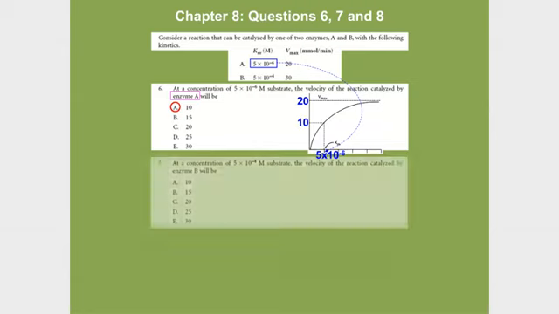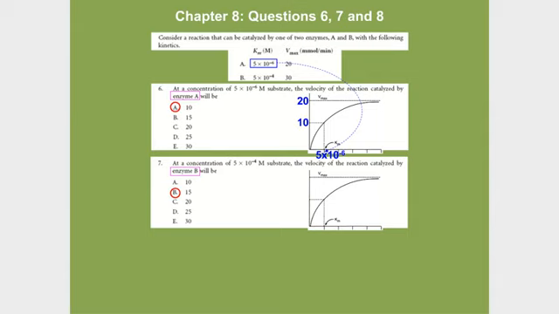Question number 7. Now we're talking about enzyme B, and with enzyme B, the answer will be option B, 15. It says a concentration of 5 times 10 to the minus 4th molar substrate. The velocity of the reaction catalyzed by enzyme B will be what? Again, simply draw a generic saturation curve. Here's a generic saturation curve. Where do you find the maximum velocity, Vmax? It says that Vmax is 30.